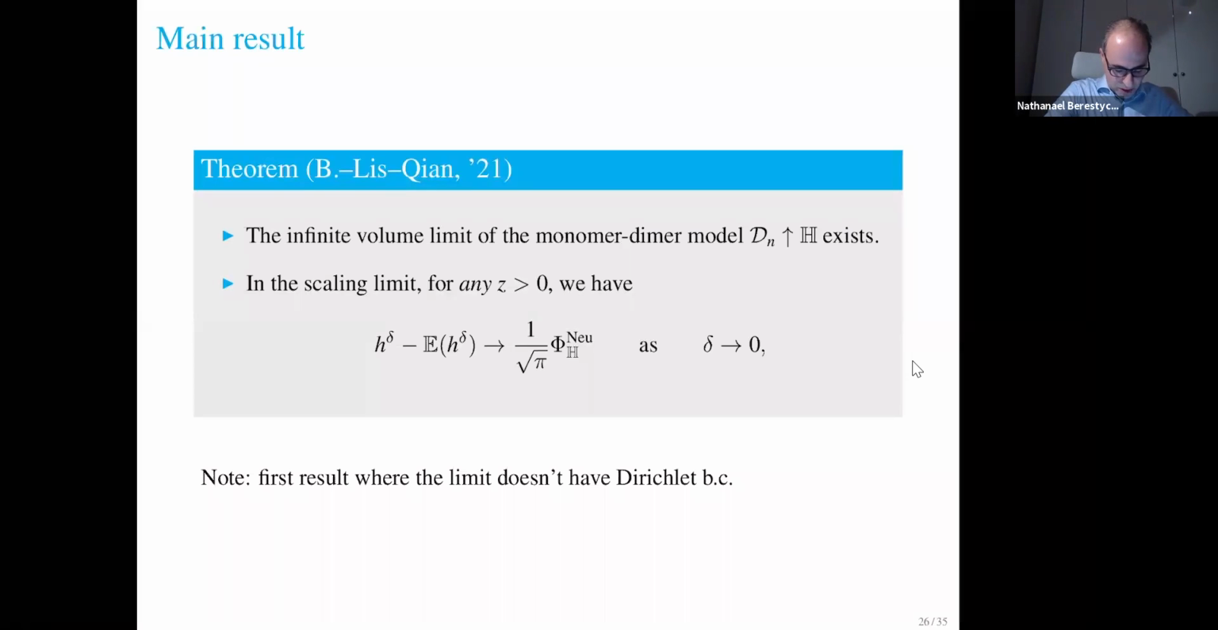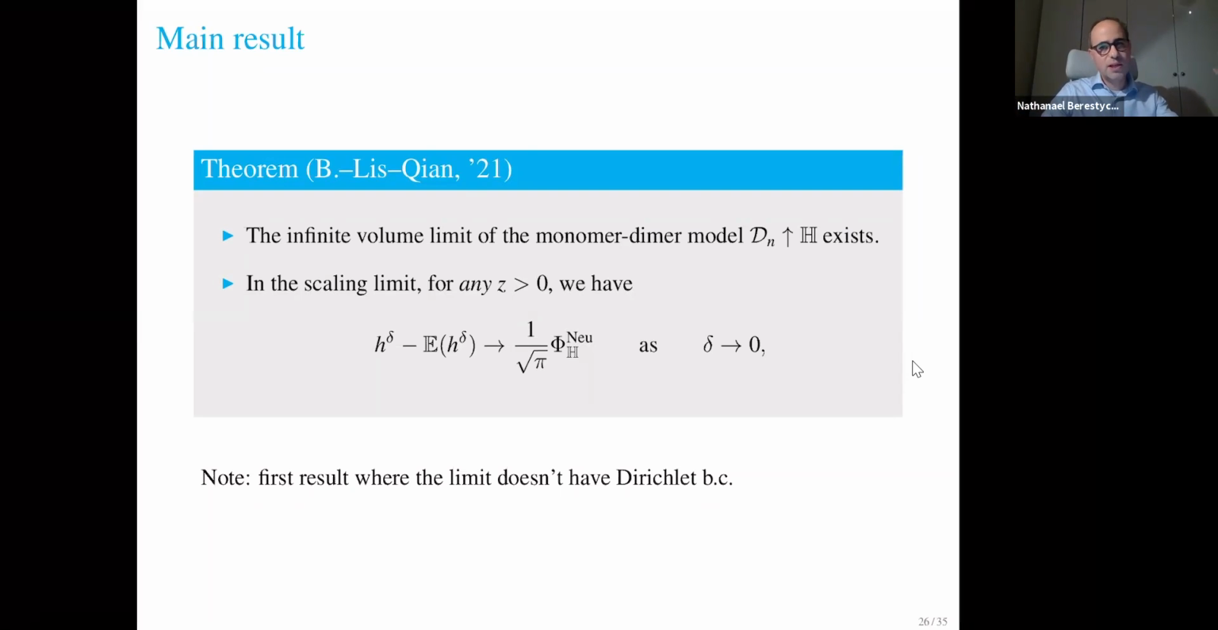Yeah, so maybe a couple of comments. First of all, this is a result that's true for any z, and maybe this is a bit surprising. I remind you that z is a weight that you get for every monomer in the model. So there's two boundary cases you can think about: z equal to 0 and z equal to infinity. When z is equal to 0, nobody wants to be a monomer, and so it's just the usual dimer model in the upper half plane. And then the height function, we know from Kenyon's result, converges to a Dirichlet Gaussian free field. So that's the first boundary case.